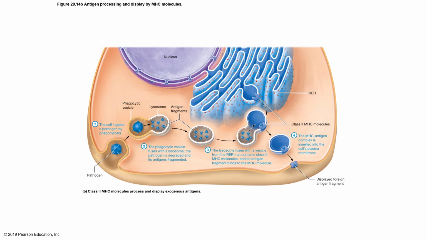The lysosome then fuses with a vesicle from the rough ER that contains class 2 MHC molecules, and an antigen fragment then binds to this MHC molecule. So now you've got this MHC antigen complex that can be inserted into the cell's plasma membrane. So that's how a class 2 MHC molecule is first processed and then displays that exogenous antigen.